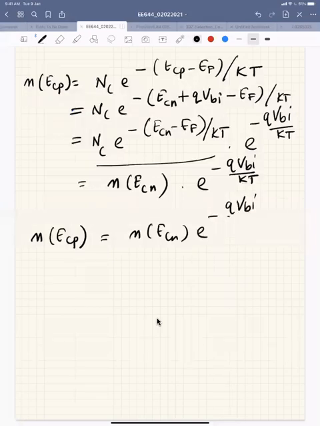So what this tells me is that n at ECP is nothing but n at ECN times e to the minus q VBI by kT. Somebody, I think it was Bhavesh, mentioned that n at ECP will be 0. It will not be 0, right? n at ECN is nothing but ND, the doping, and then it will just decrease exponentially. If VBI is, let's say, 3 times kT by q, then ND times e to the minus 3; if it is 5 times kT by q, then ND times e to the minus 5.